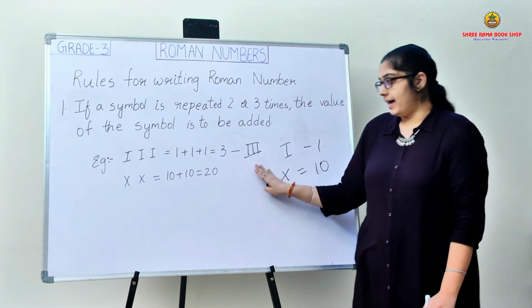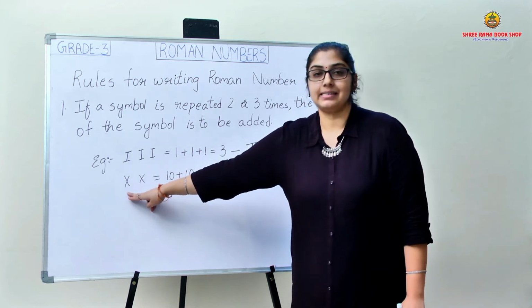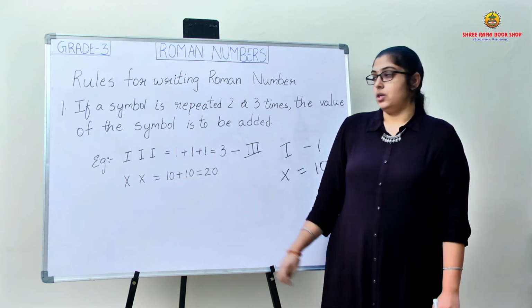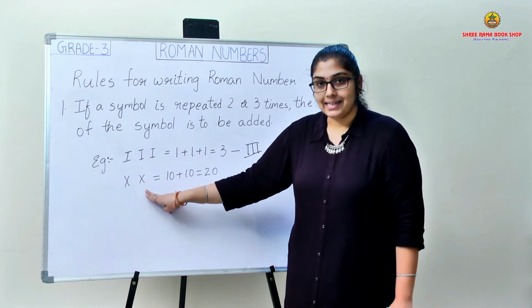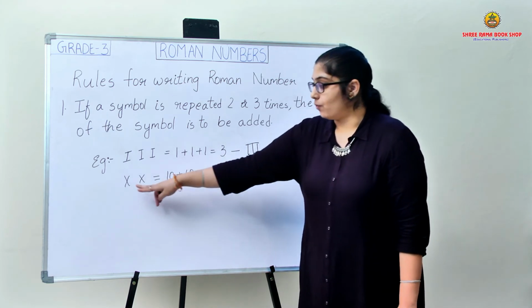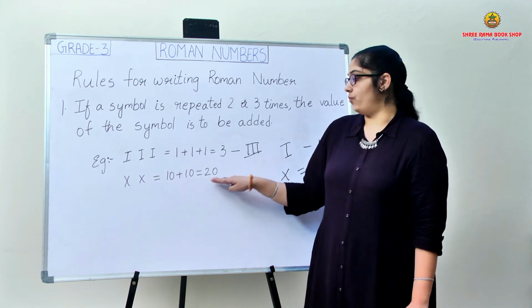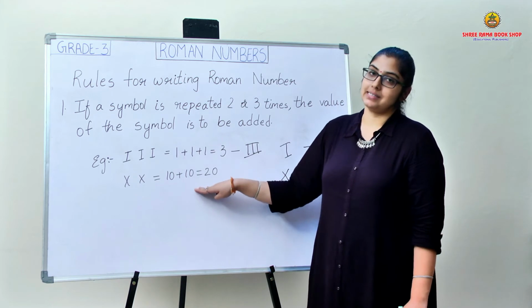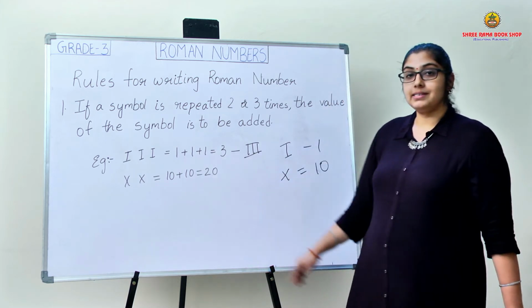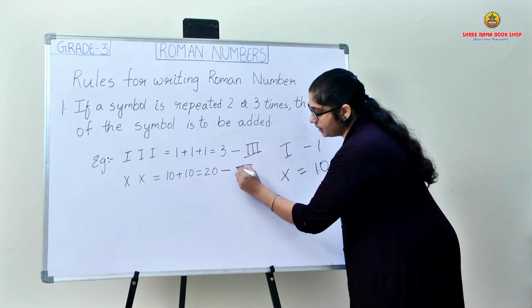Okay. Now I have one more example. We know that X represents 10 in Roman symbols. So I have 2 X's over here. I need to add the value of one X to the other X. So 10 plus 10, the number I got is 20. And how do I represent 20 in Roman numerals? It is X and X.